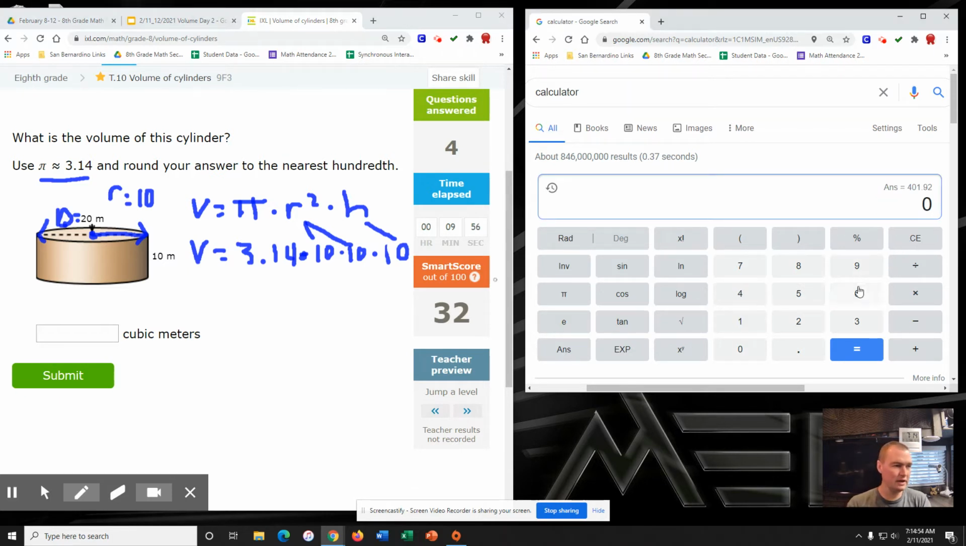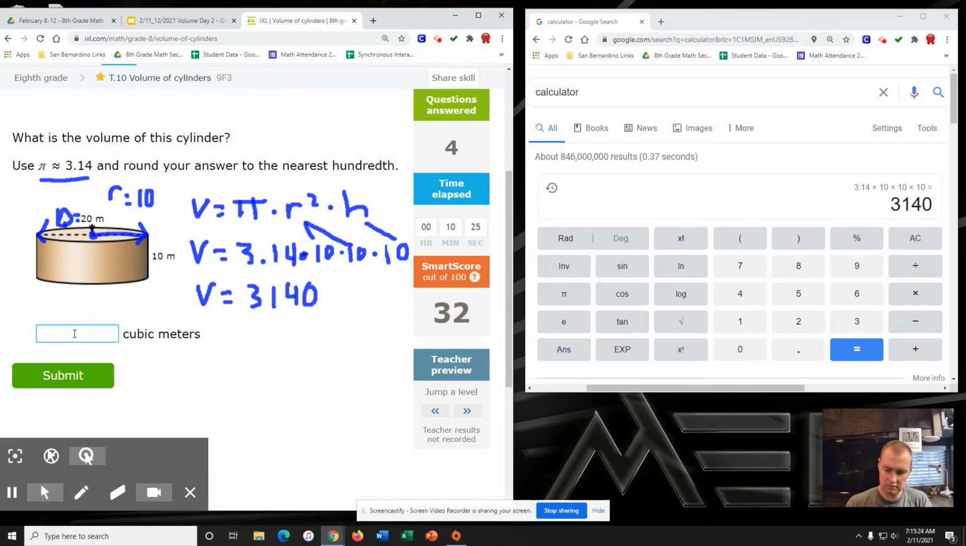All right, clear off a calculator. We got 3.14 multiply times 10 times 10. Oh, going a little too fast. Back it up. Times 10 and times 10. And there we go. Looks like we got a whole number. This one came out really nice. No decimals. No worry about rounding. We got volume equals 3,140. And there we go. 3,140.